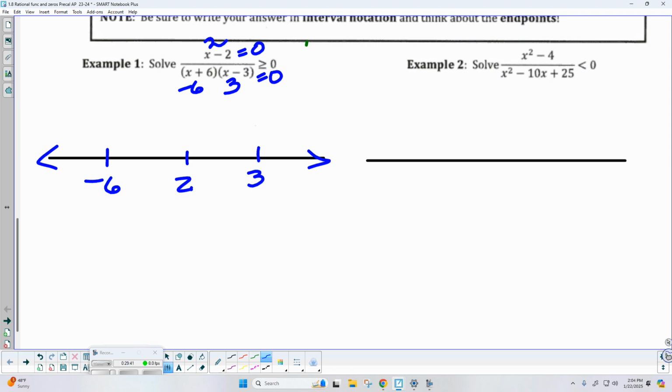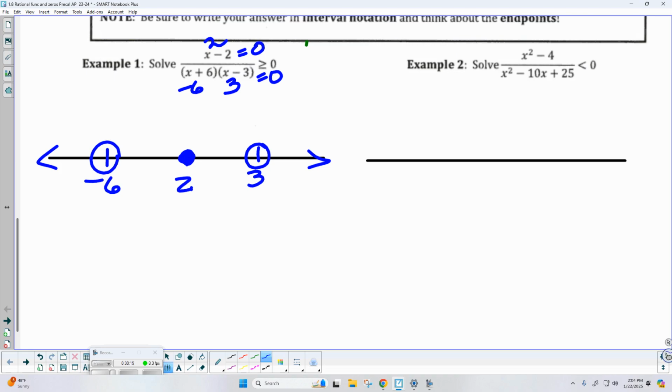Now we have to decide open or closed. What do you think? Closed. We do have equality, right? This is what step number 5 was concerned about. I am going to go ahead and include 2, but I'm going to go ahead and put an open circle on -6 and 3. Why? It's undefined. What is the one thing you can never divide by? 0. So if I included those, what we're saying is it's okay to divide by 0. That's not going to happen.